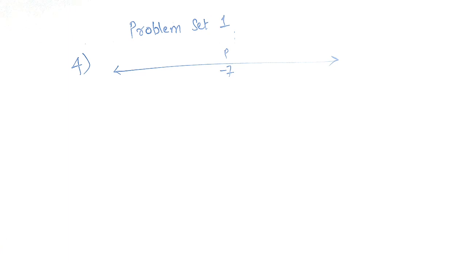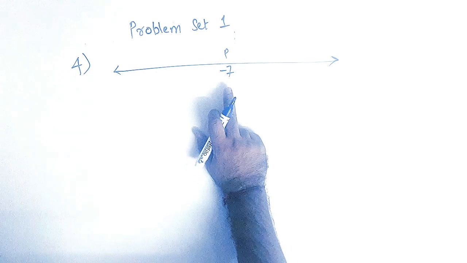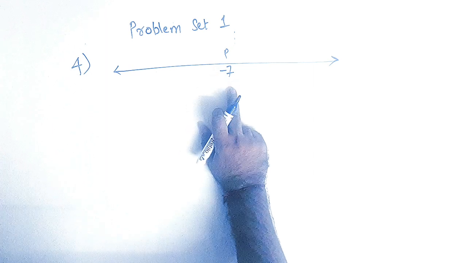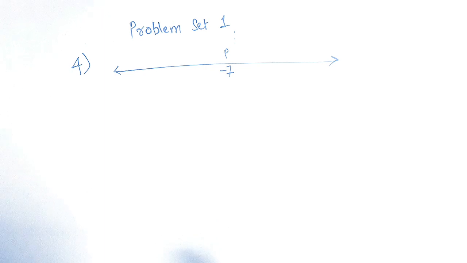So sum number 4 says that the coordinate of point P on a number line is -7. Find the coordinates of points. See children, you have to read it very carefully. They have given find the coordinates of points, means there are 2 points on the number line which are at a distance of 8 units from point P.